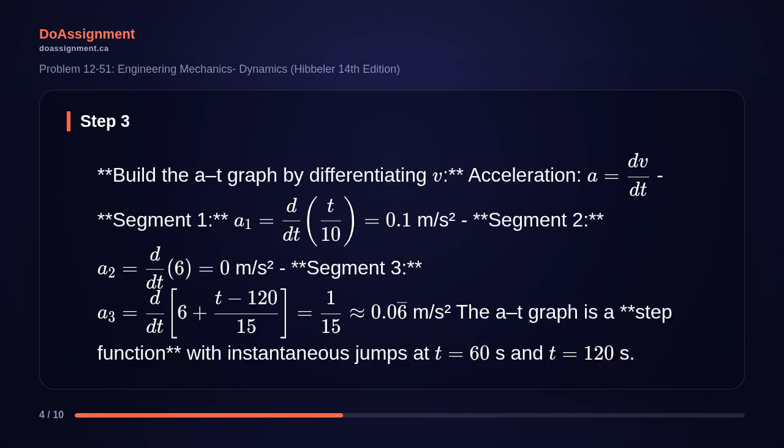Acceleration is the derivative of velocity. In segment 1, a equals 1/10, or 0.1 meters per second squared. In segment 2, a equals 0 because velocity is constant. In segment 3, a equals 1/15th, approximately 0.067 meters per second squared. The AT graph is therefore a step function with 3 constant levels, with jumps at t equals 60 seconds and t equals 120 seconds.